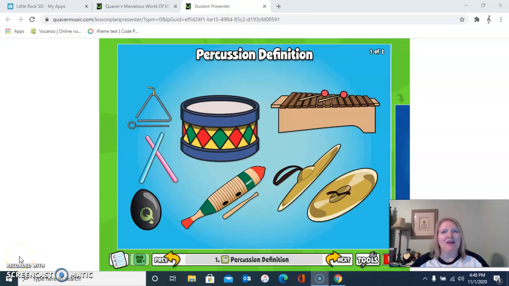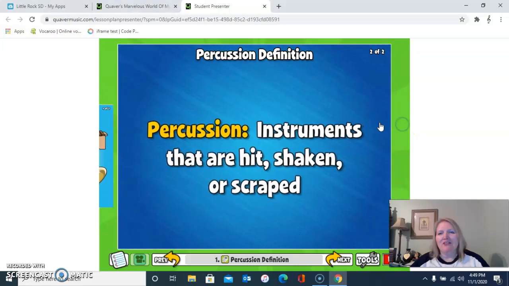Today we are going to be talking about the percussion family, which is in the orchestra. And we have some of those instruments in the music classroom as well, some of which on the screen probably look a little familiar to you. But here's our definition of percussion instrument. Those are instruments that are hit, shaken, or scraped.